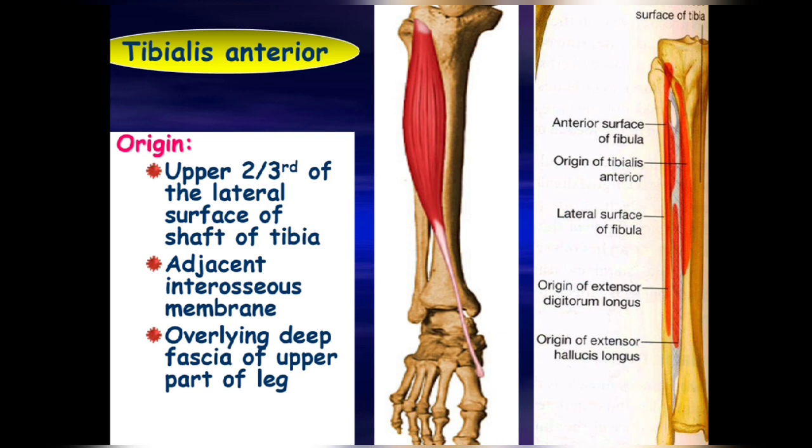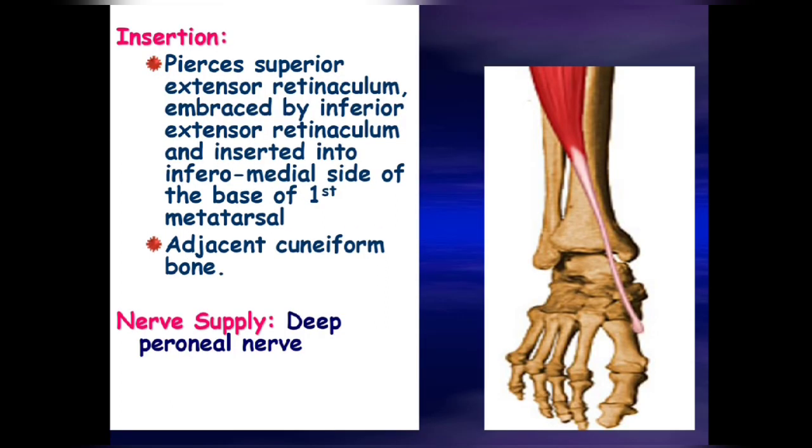Some details about tibialis anterior. This is tibialis anterior, originates from upper 2/3 of lateral surface of shaft of tibia and some part of interosseous membrane and overlying deep fascia of upper part of leg. This is the origin of tibialis anterior. It is inserted at the cuneiform bone. In this diagram we can see insertion of tibialis anterior.